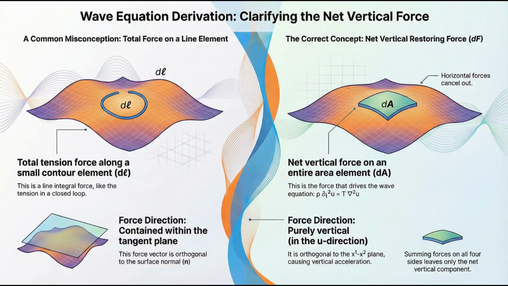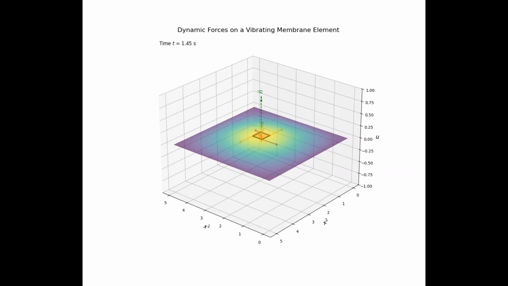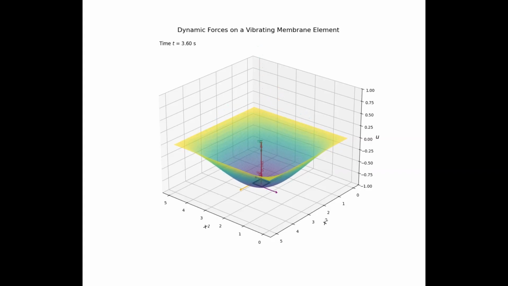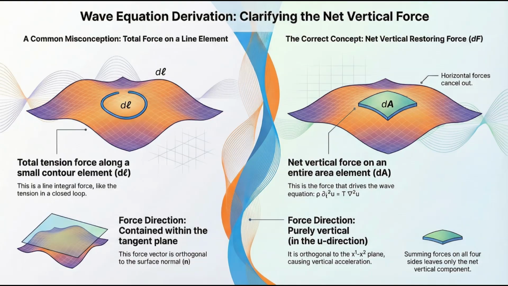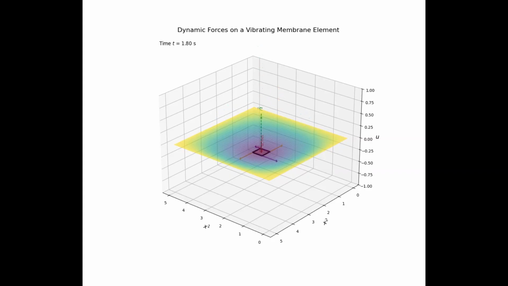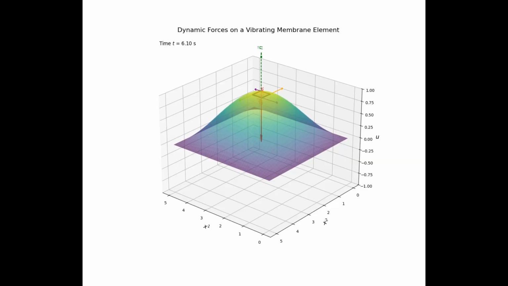This is the brief on the net vertical restoring force in membrane wave derivations. So when you're getting into the 2D wave equation, there's this one critical distinction you've got to grasp. It's all about the difference between the tension force pulling along the surface and the net force that actually makes it move. Let's jump right into the three takeaways.